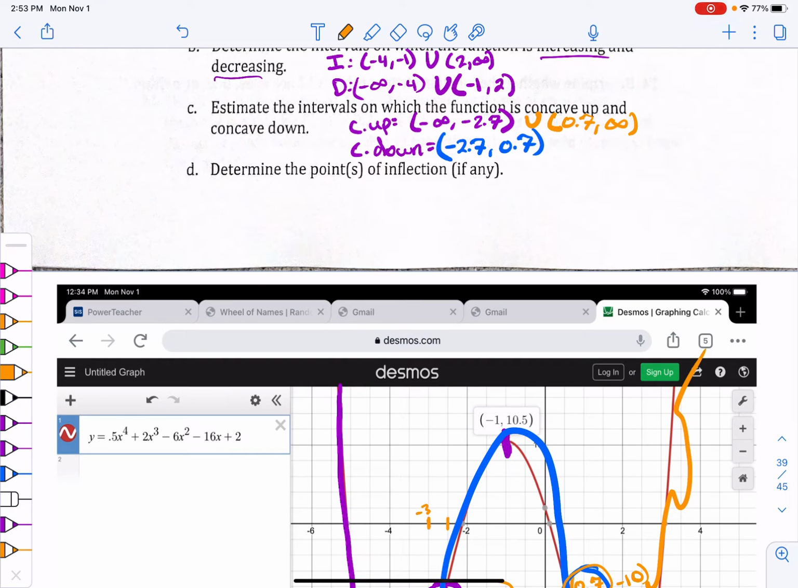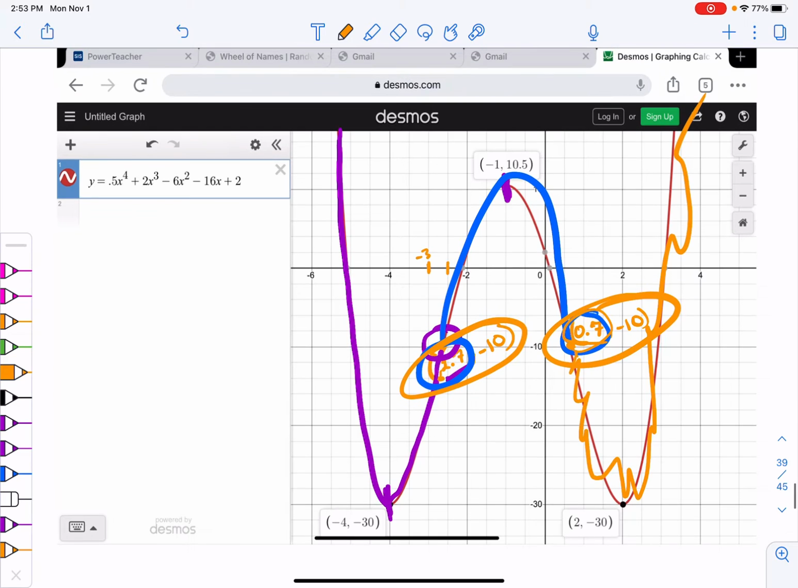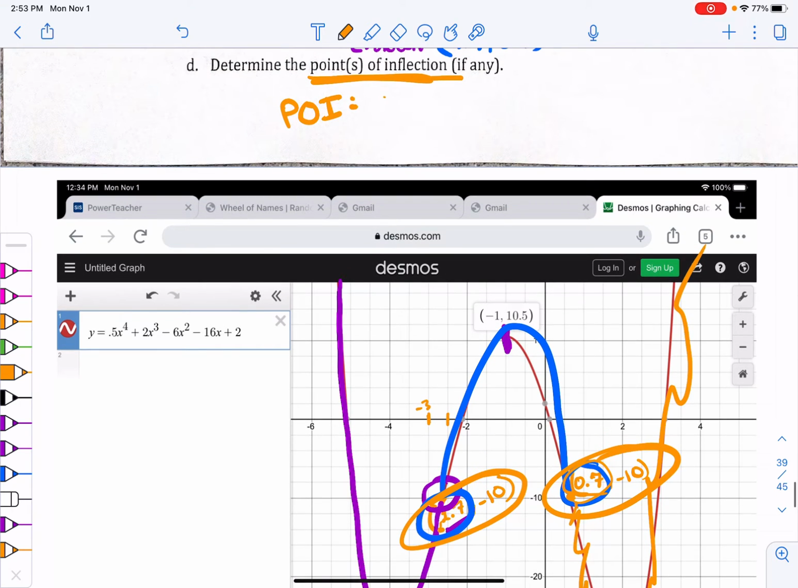Okay, and then when it says talking about points of inflection, I call those POIs. And those are the places where he switches from concave up to concave down. So like this point here and this point here. Okay, and we just kind of approximated those. So -2.7 comma -10 is where he switches from concave up to concave down, or vice versa.